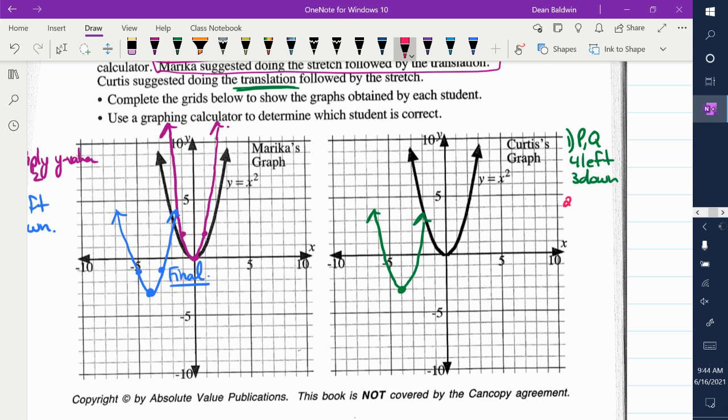Then he does the A value. So multiply Y's by 2. So we're only going to do the vertex because that's the only one we really need to do. So what's the Y value at the vertex here? -3, right? Times 2. What's -3 times 2? So it moves down to here. So Curtis gets this as a final graph. Exactly.